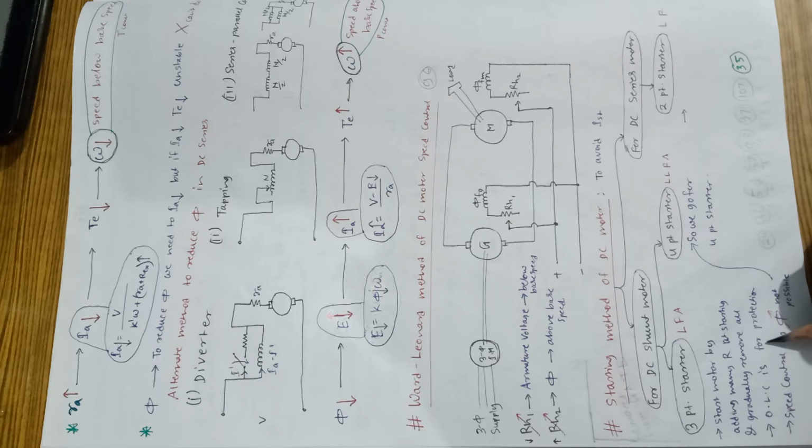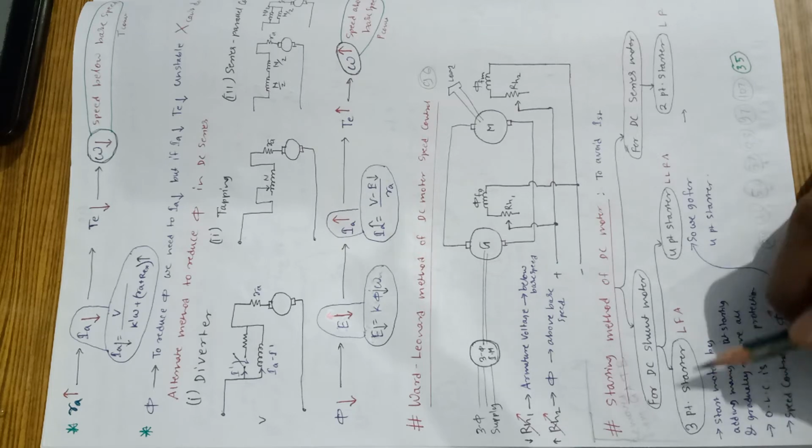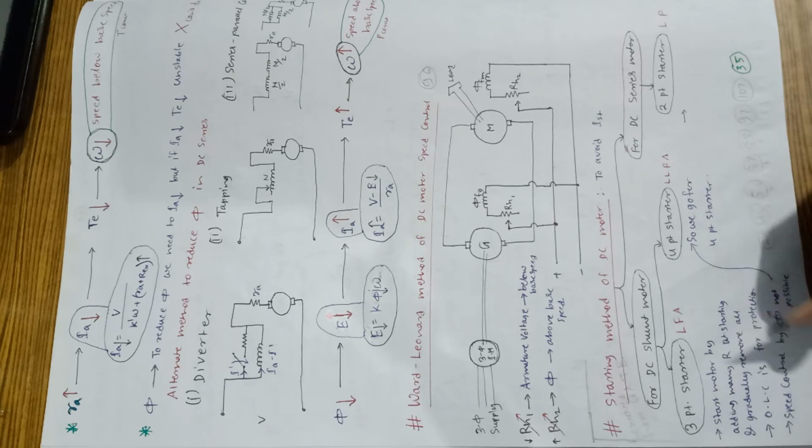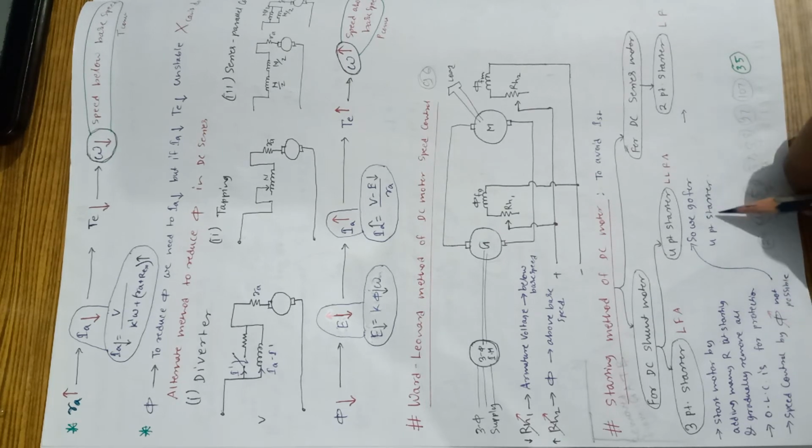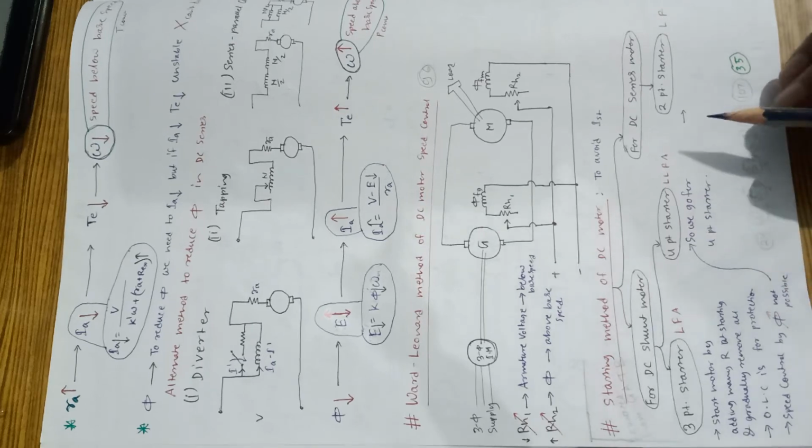The OLC, the overload coil, is used for protection. Speed control by varying field is not possible here. In the 3-point starter, speed control by varying flux is not possible, so we go for the 4-point starter.